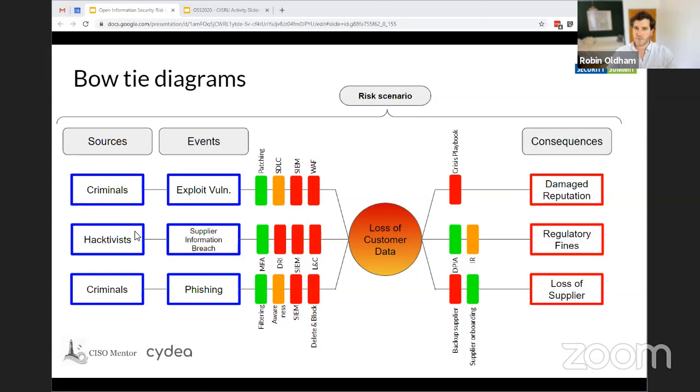Anyone got any questions or anything they want to add on bow tie diagrams? I do, if I may, Robin. So, as mentioned, I've been using these to some extent within the business at the moment. But we're just exploring different ways that we might be able to load data into these from our SOC, or control statuses, to almost help with the calculations around the likelihood. I was just curious to see if you've seen that done, and if so, how it was achieved.